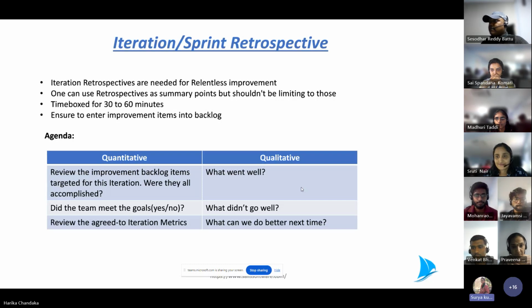Hi, Harika. This is Surya. Not on the lines of the retrospective, but I have a question on story points. You said that if production issues come in, we have some buffer story points set aside for them. Is there any scenario where that has been exceeded? And if yes, how has that been handled within the sprint?